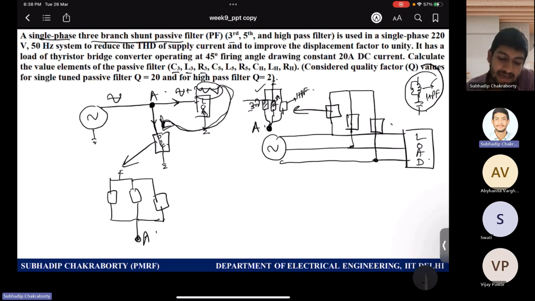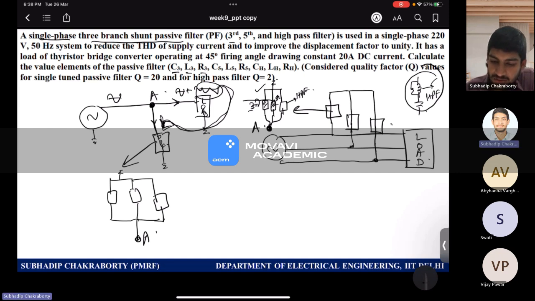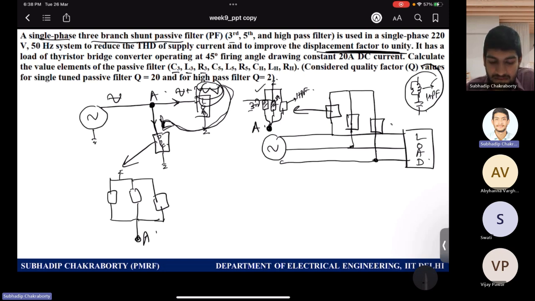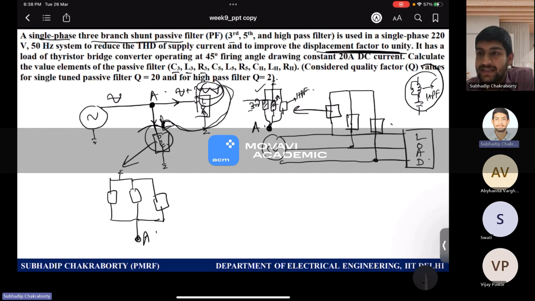Moreover, the capacitors are also designed to provide reactive power support, so you see displacement factor to unity. That means the reactive burden of the load is also compensated by the capacitors. Loads will demand reactive power, and the capacitors of these passive power filters are designed in such a way that at power frequency, the inductors and all those things will not dominate.